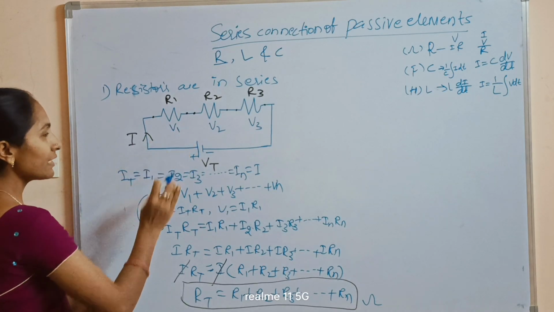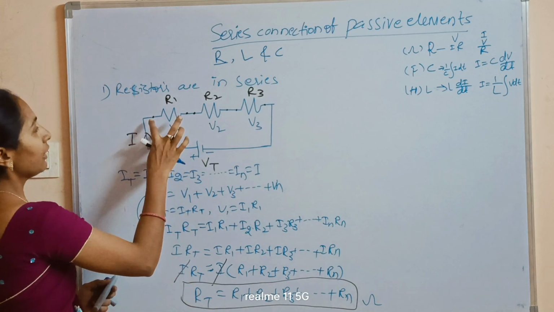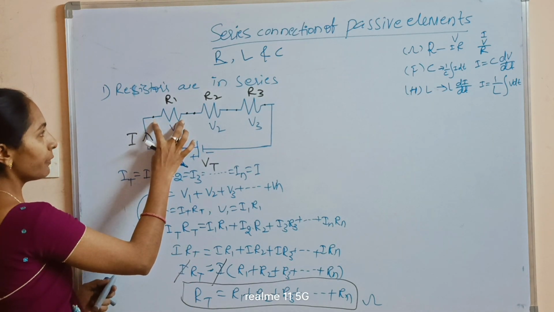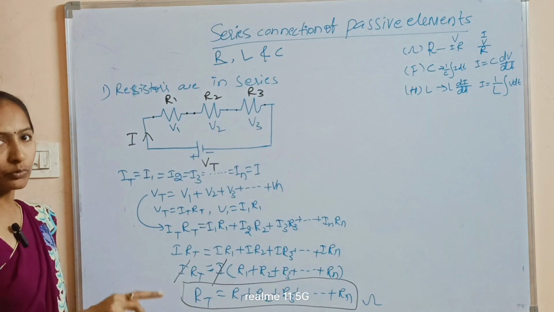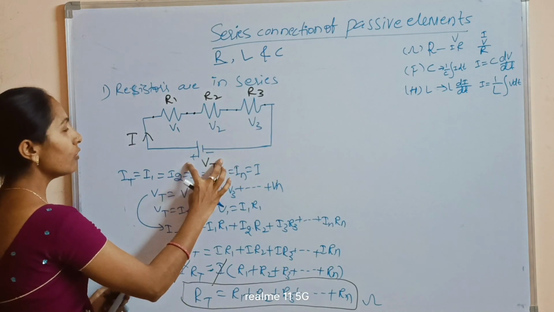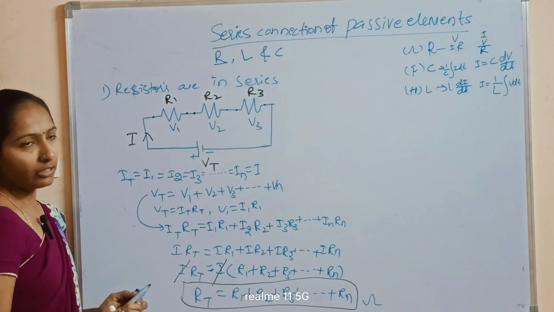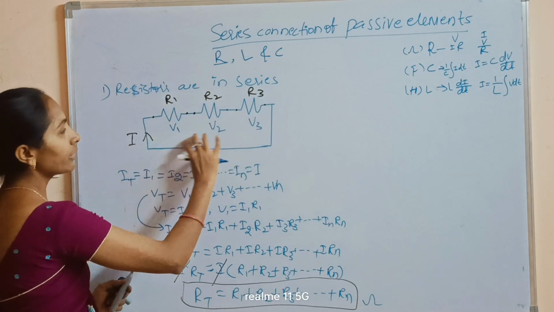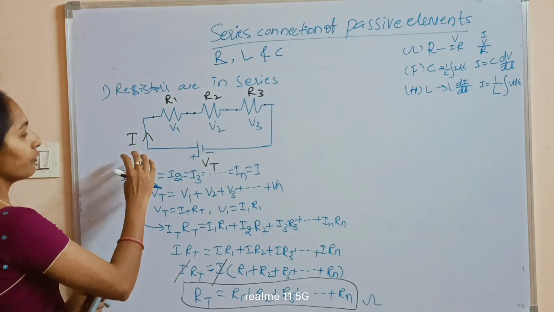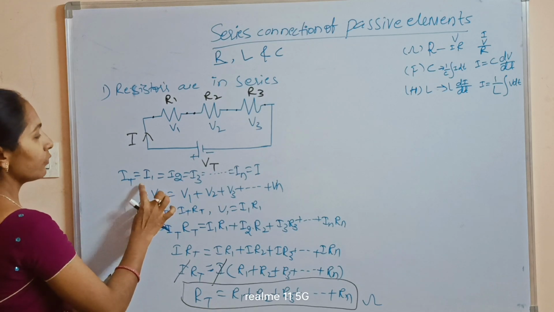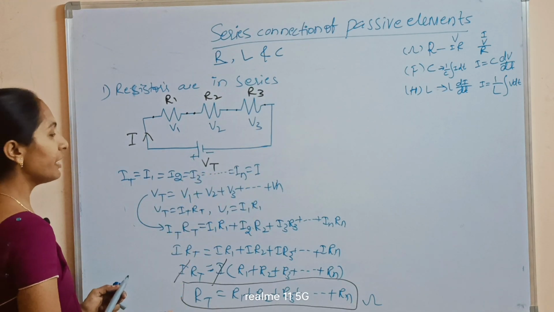Now coming to voltage. Voltage is nothing but the potential difference between any two points. So here resistor 1 has two terminals, R2 also has two terminals, R3 also has two terminals. That's why the total voltage is divided into three parts, that is V1 plus V2 plus V3. In a series connection, voltage can divide and I must be the same. So V total equals V1 plus V2 plus V3, and so on, Vn.